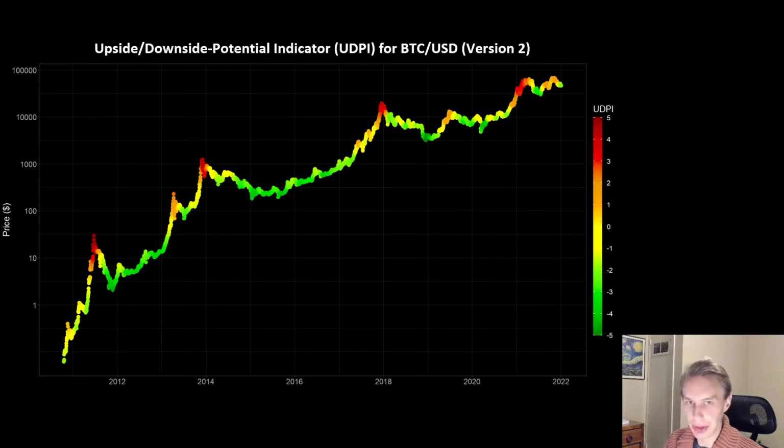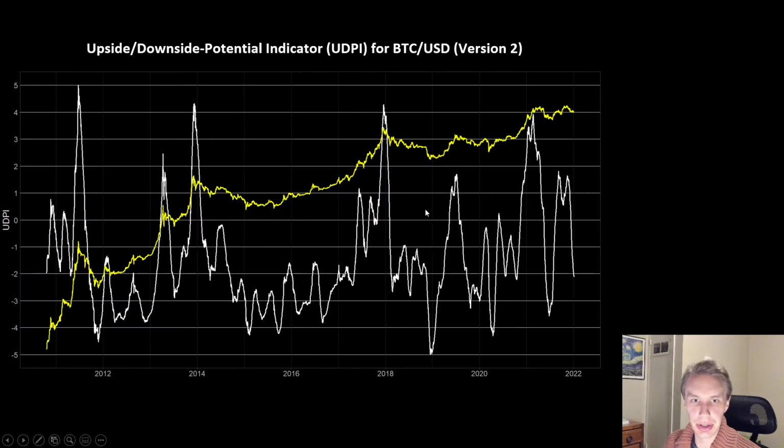So what I'm showing you here is the new model. This is what the model looks like when you give it full knowledge of the price action of the asset. So for Bitcoin, we can look at the raw output, and I've overlaid the Bitcoin price here in yellow just so we can see how these things relate. The Y-axis here is the UDPI, -5 to 5, and again, this is the updated version. And just like the old version of the UDPI, version 1, it acts very similarly.